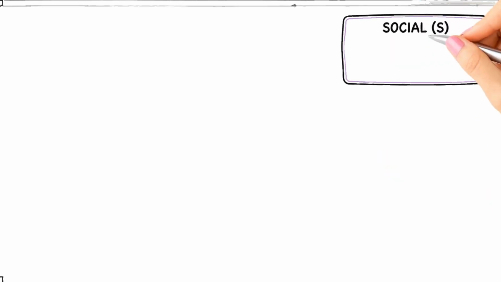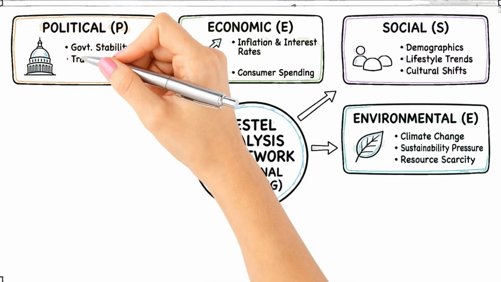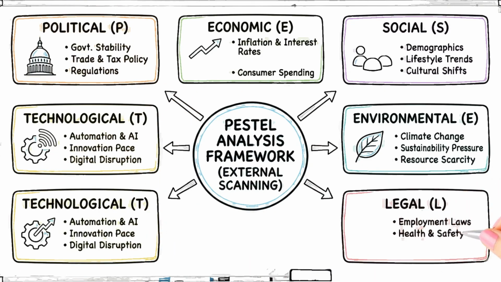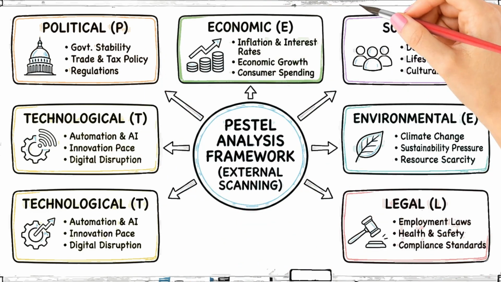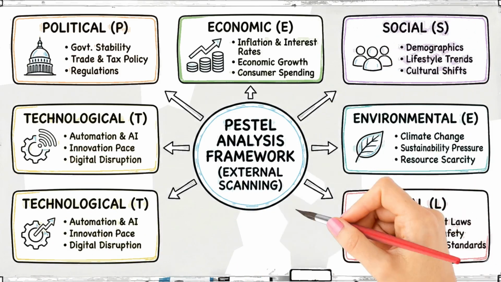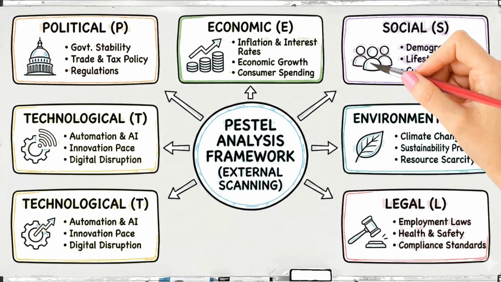To conclude, let's quickly summarize the entire framework. This graphic provides an at-a-glance view of the 6 critical external forces you must monitor. By regularly scanning these areas and their key factors, you ensure your strategy isn't blindsided by the changing world. Feel free to pause and capture this screen now for your revision.